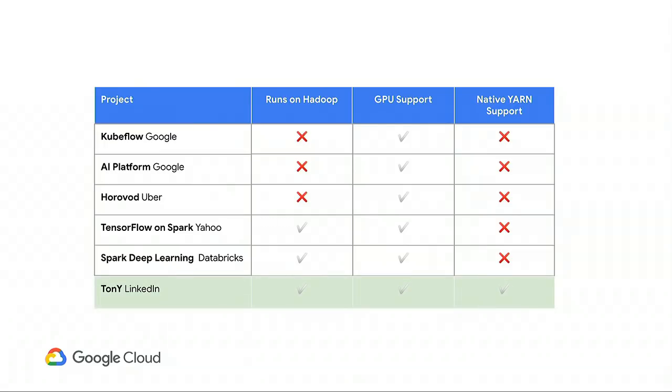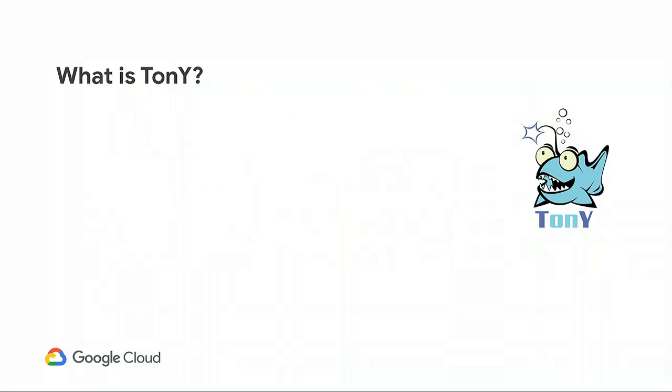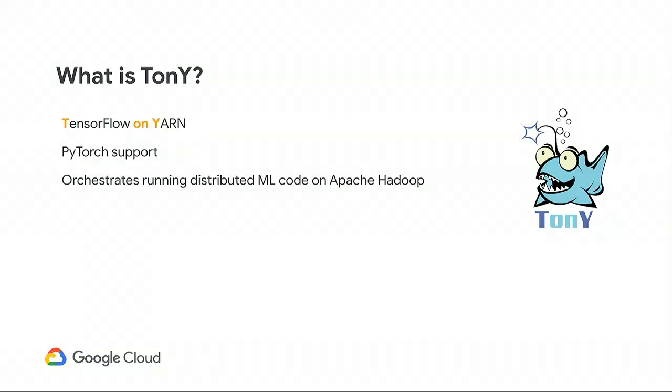So then comes TonY. What is TonY? TonY is a project which stands for TensorFlow and Yarn. It also supports PyTorch. The main functionality of TonY is to orchestrate distributed TensorFlow or PyTorch jobs in Yarn, but it also supports single jobs, so you can bring your single node job and execute it on Hadoop. It was developed by LinkedIn, and it was open sourced last summer.